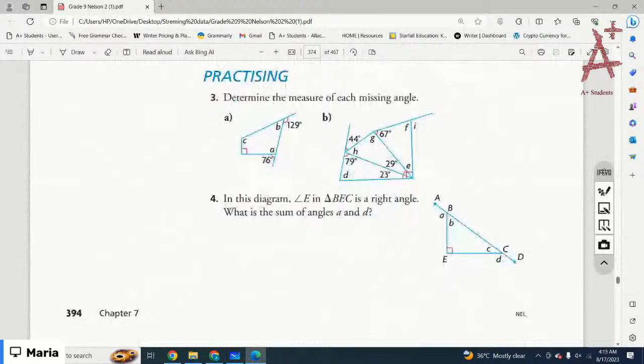Okay, in part A you are given two of the exterior angles, 129 and 76. You have to find the missing angles A and B, right? The sum of an exterior angle and the adjacent angle is 180 degrees. That means 76 plus A is 180 and 129 plus B is 180, right?